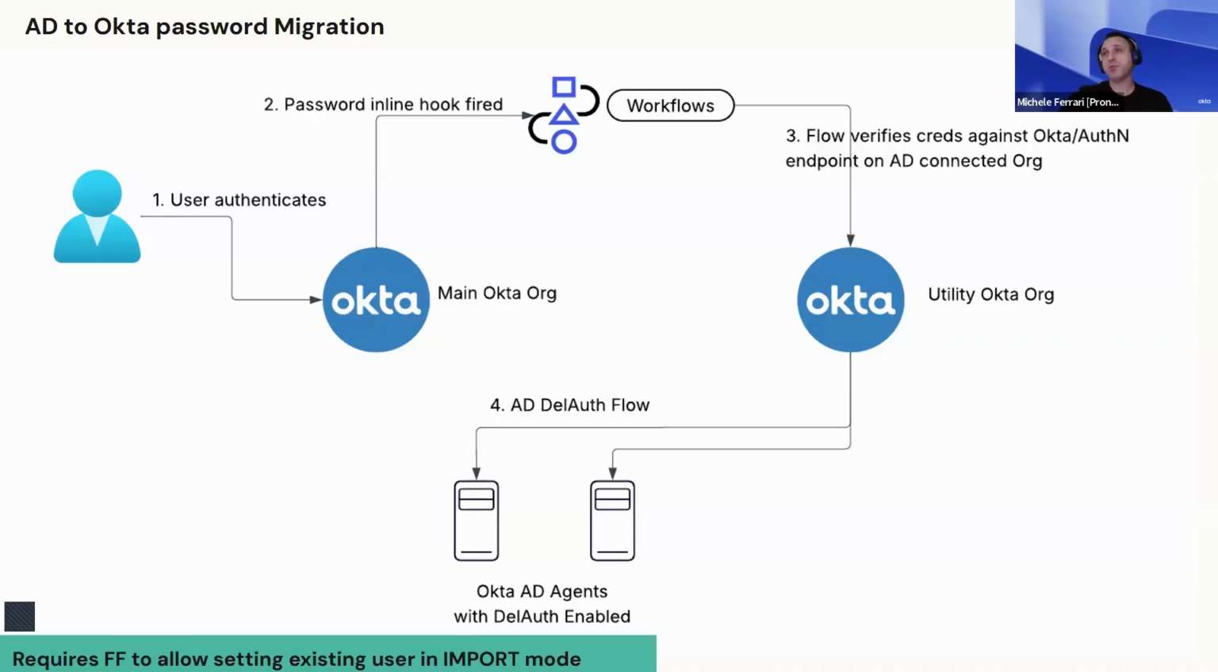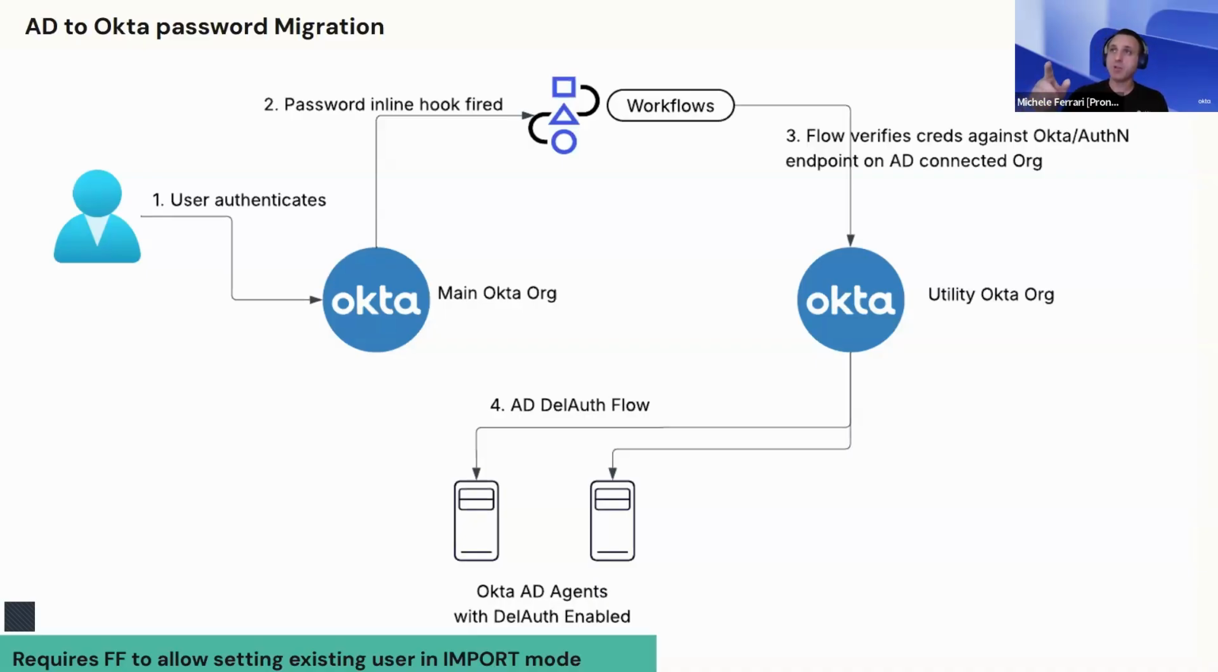The reason we do this utility Okta org is, think about it, your main org is still using delegated authentication, right? The utility Okta org will also use delegated authentication, but it allows an option to expose user verification by API, right? Because now that I have set up a utility org and configured delegated authentication, I can go to the API endpoint and pass username and password.